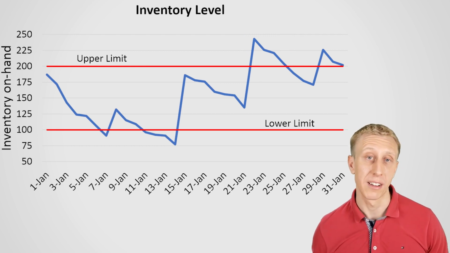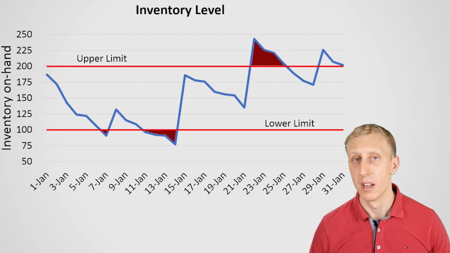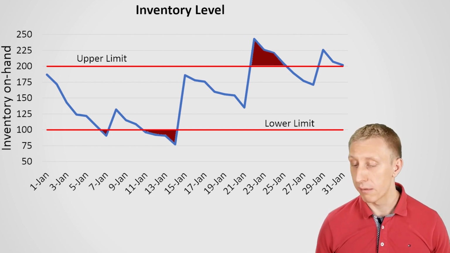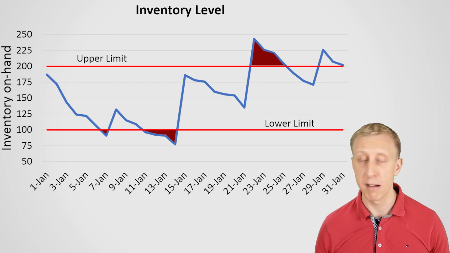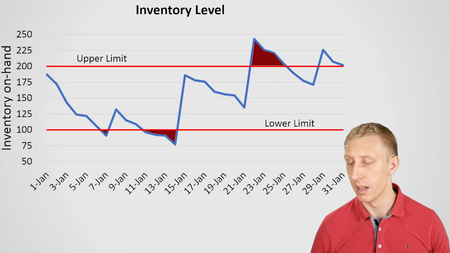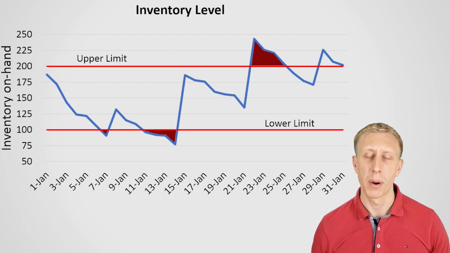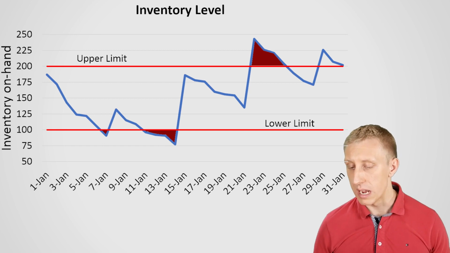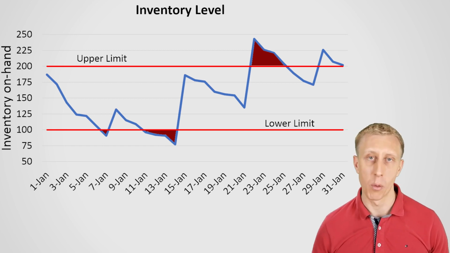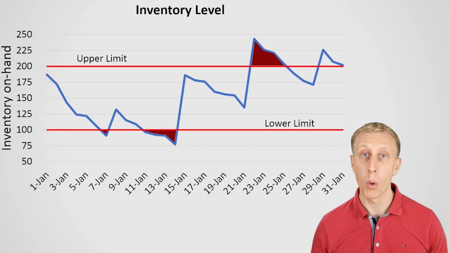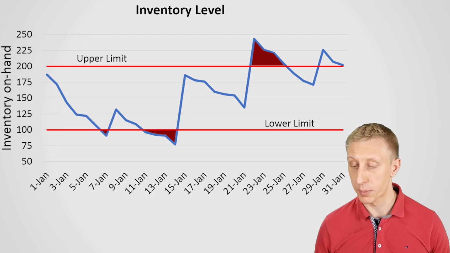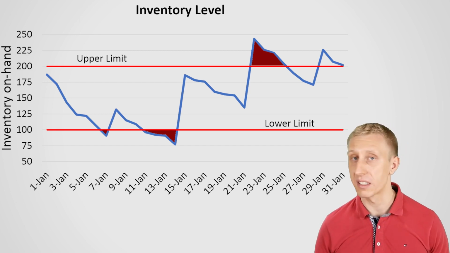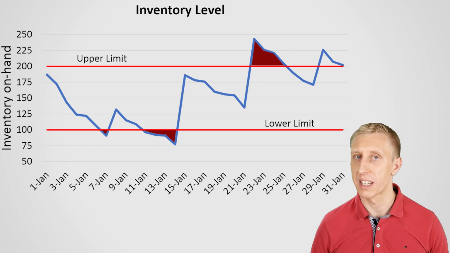What we could do is calculate the area. The area of the time we're below limit and the area of the time above limit. So this accounts for both the duration and the severity we go outside our limits. And we could record that as inventory quantity days above or below limit. What we mustn't do is add these up. Just because we had some time below the limit and some time above the limit, do not cancel each other out. They must be recorded separately.